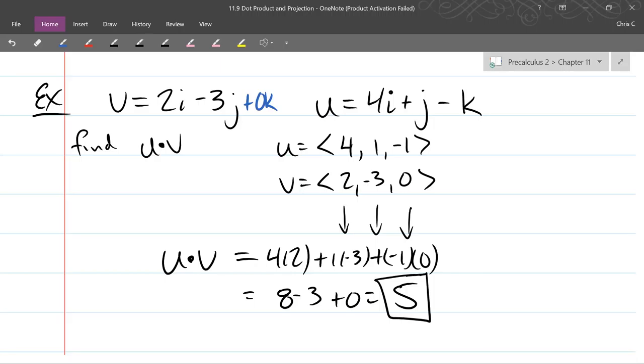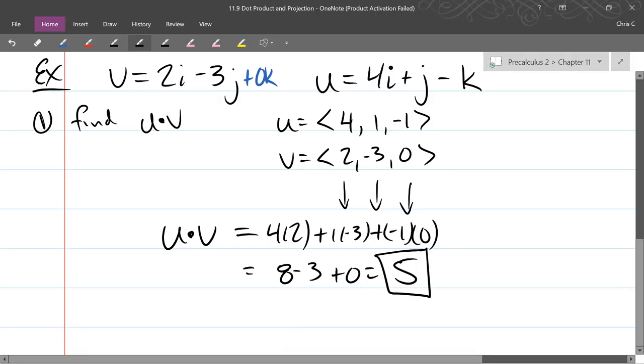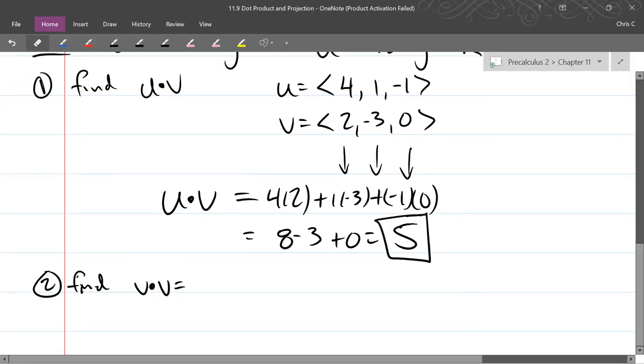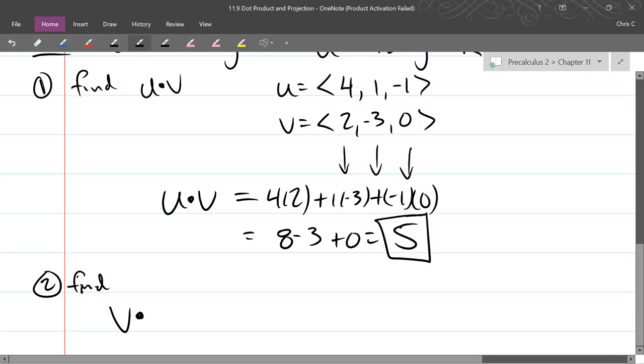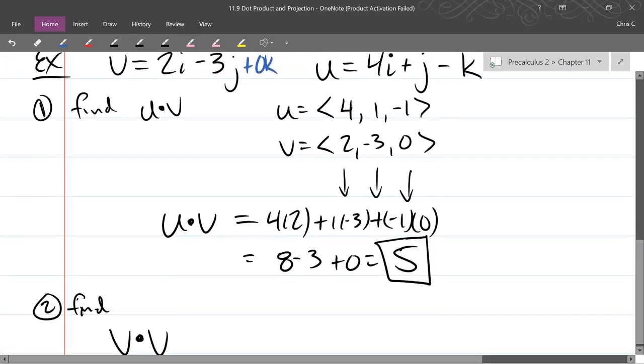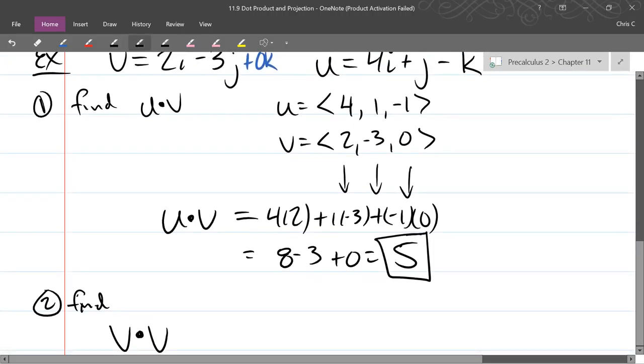Any questions on that operation there, getting to 5? So that was part 1. Let's do part 2. Find v dot v. So take v and dot product with itself. Yes? Is that in parentheses after 4 or 1? Yeah, parentheses. So it's 4 times 2.